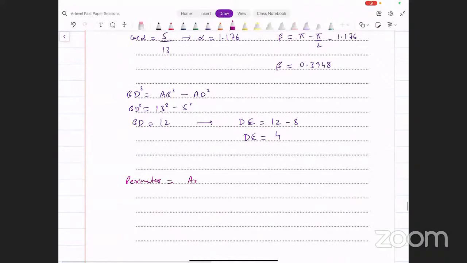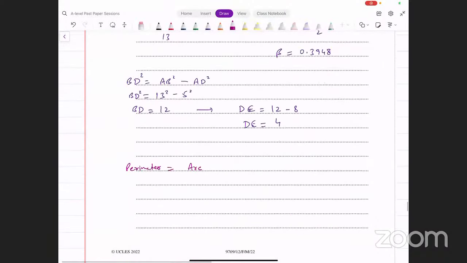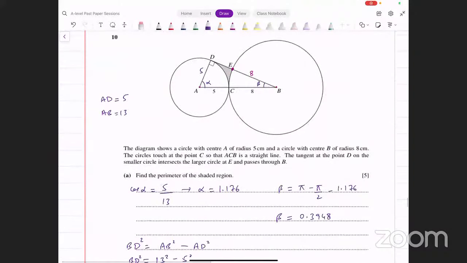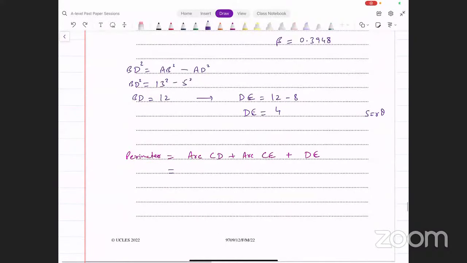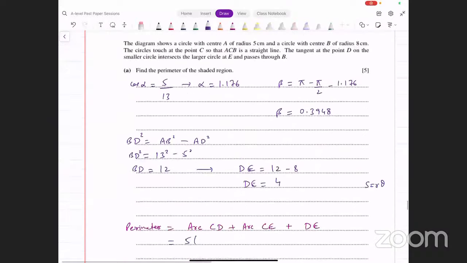Perimeter is the arc CD and CE, both of them, plus the length DE. Arc length कैसे find करते हैं? S equals R theta, remember? Radius क्या है? For the smaller circle, CD के अंदर smaller circle use करेंगे. So that's 5 radius into the angle alpha, that was 1.176.